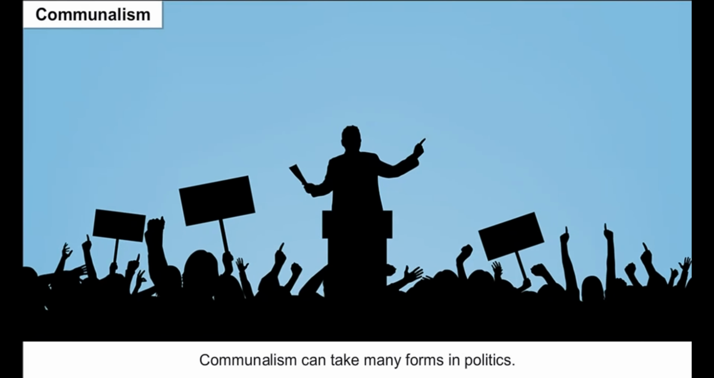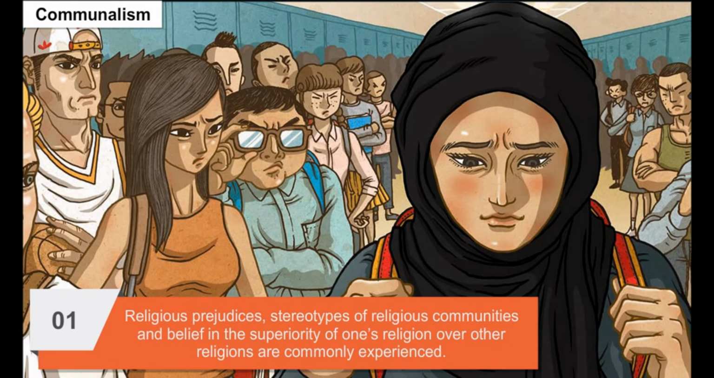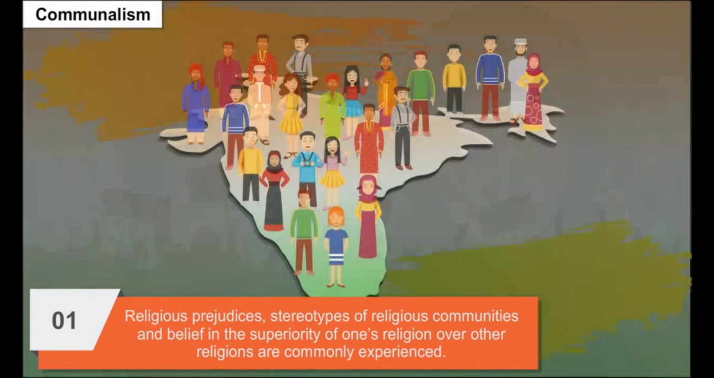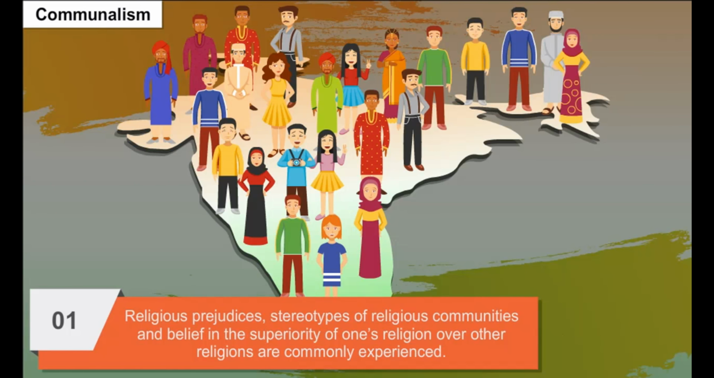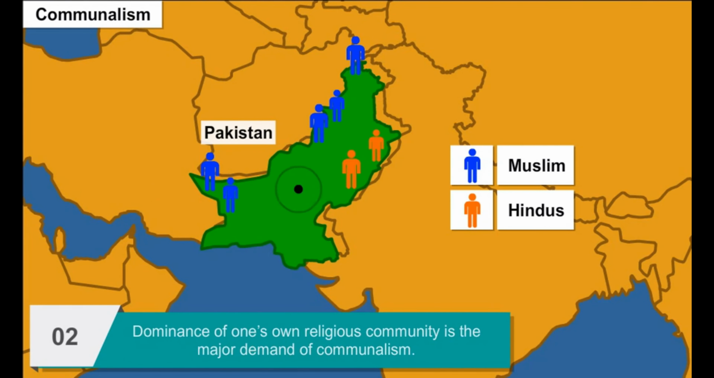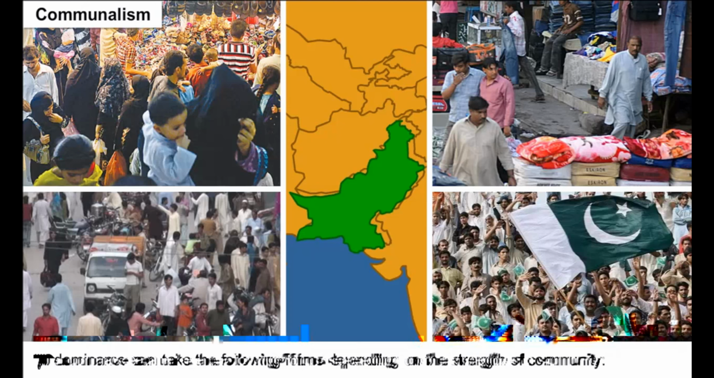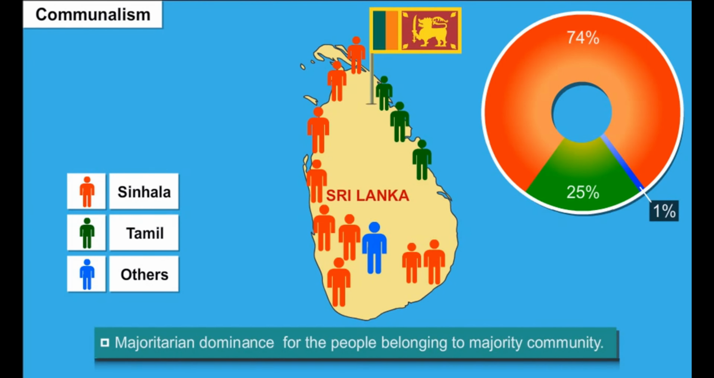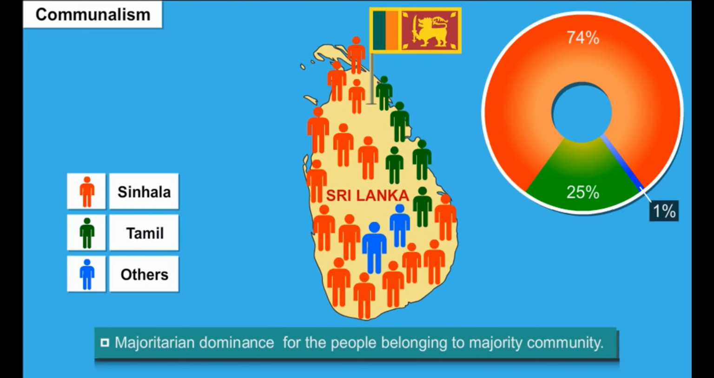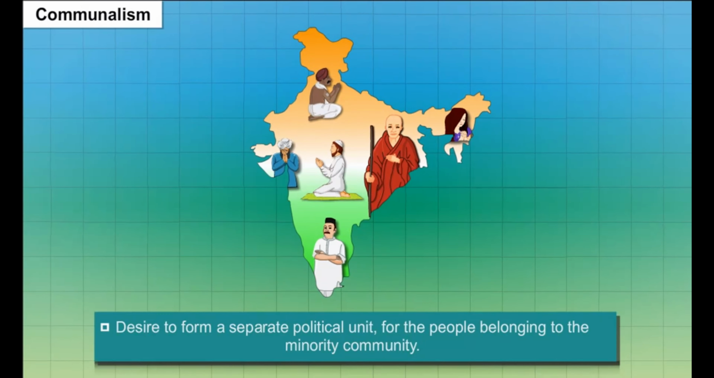Communalism can take many forms in politics. For example, religious prejudices, stereotypes of religious communities, and belief in the superiority of one's religion over other religions are commonly experienced. Dominance of one's own religious community is the major demand of communalism. Communal dominance can take the following forms depending on the strength of community. Majoritarian dominance for the people belonging to the majority community. Desire to form a separate political unit for the people belonging to the minority community.